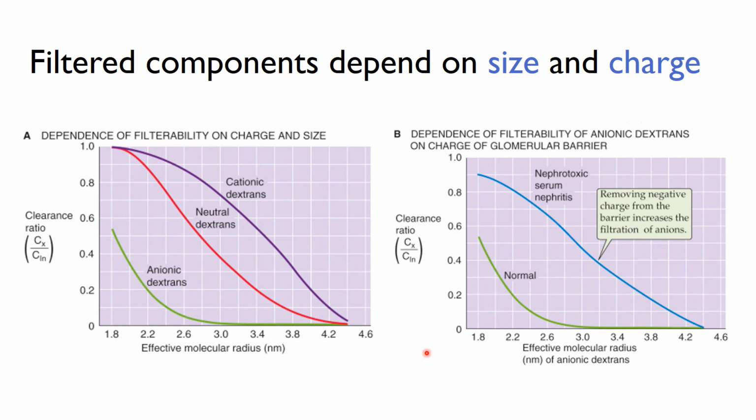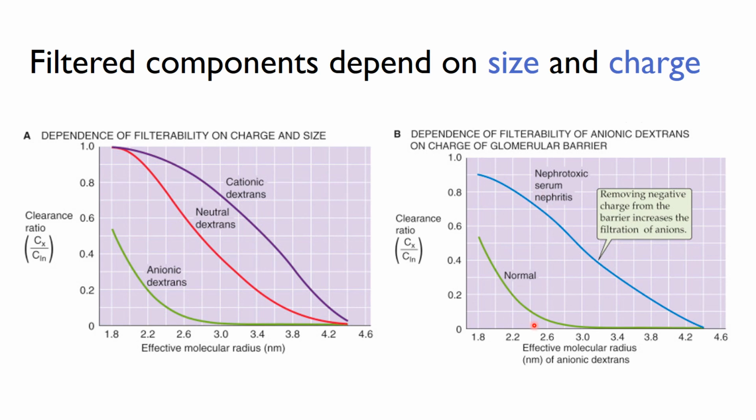This graph on the right is showing you a similar kind of function. If you have a bunch of negatively charged molecules and you're trying to filter them, you can see this line down here in the bottom. This line is the same line as this right here. So these are representing negatively charged molecules that are trying to get filtered. If you do something to disrupt the function of that glycocalyx, and in fact that is what happens in a disease called nephrotoxic serum nephritis, if you remove the negative charge from the barrier, disrupt that glycocalyx, disrupt that negative repulsion, then things that should normally get repelled and not filter are suddenly getting filtered.